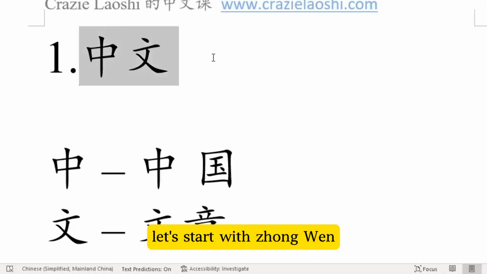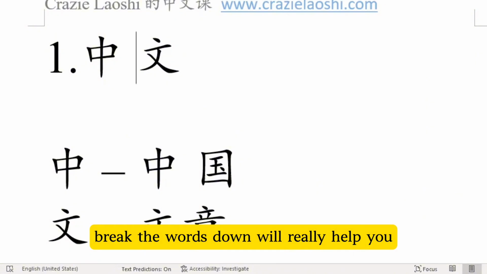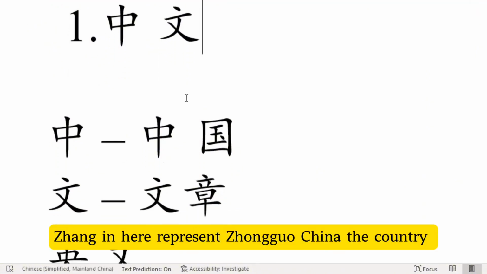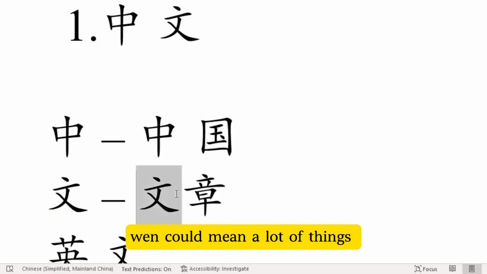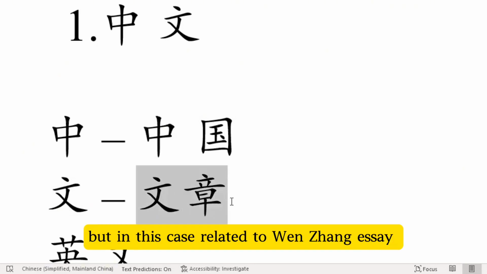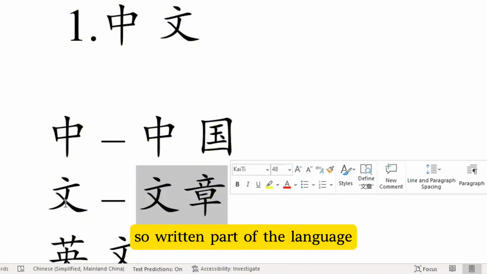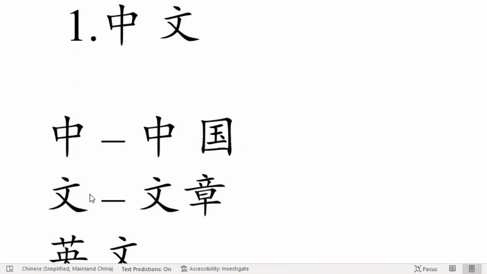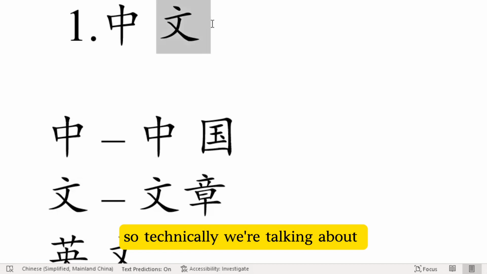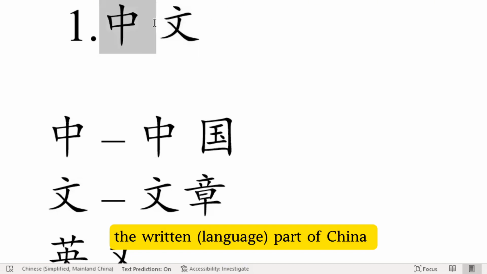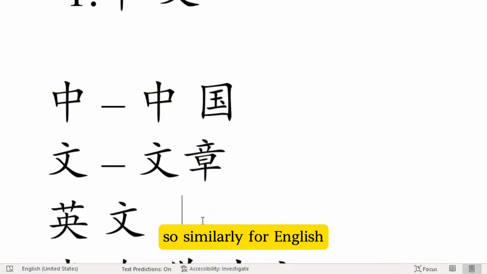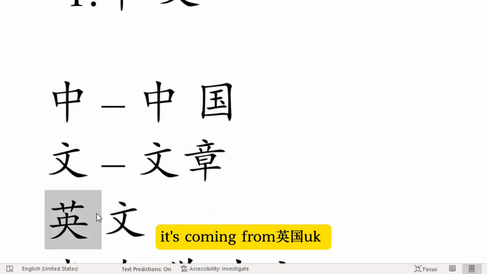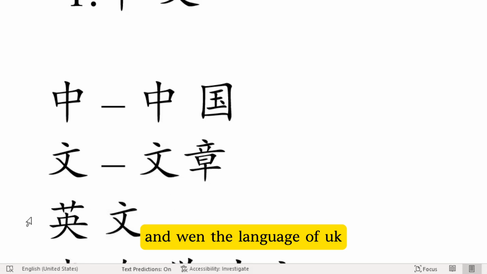Let's start with 中文. Breaking the words down will really help you. 中 in here represents 中国, China the country. And 文 could mean a lot of things, but in this case, it's related to 文章, essay, so the written part of the language. So technically, we're talking about the written part of China. Okay, so Chinese language. Similarly for English, it's coming from 英国, UK, and the language of the UK.